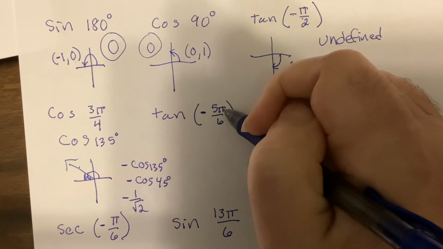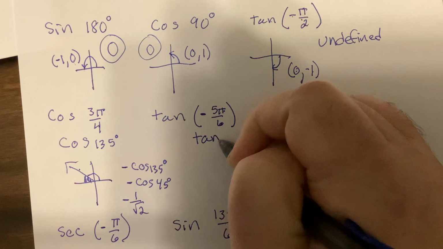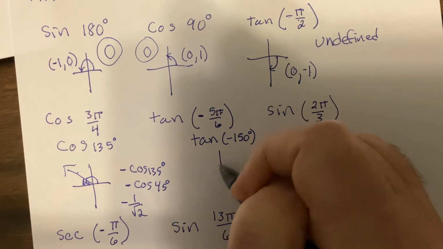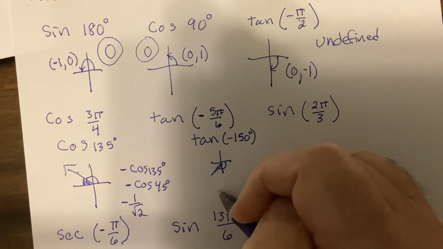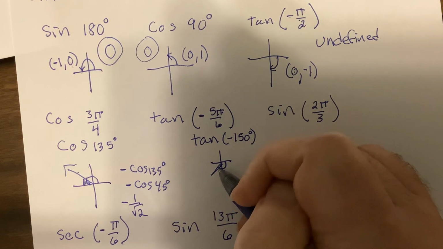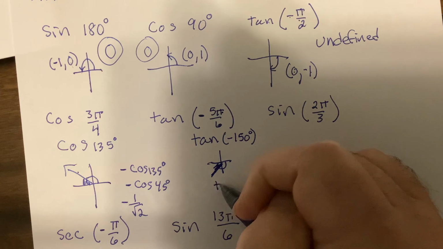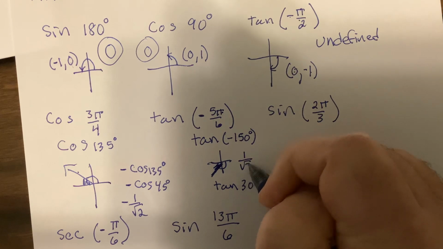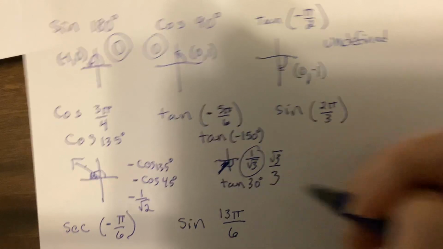Pi is 180 divided by 6 would be 30, times 5 is 150. So you have tangent of a -150. So that would be this way. Tangent is positive in the third quadrant. And the reference angle between the terminal side and the closest x-axis would be 30 degrees. And the tangent of 30 is 1 over the square root of 3. Or if you want to rationalize it, it's the square root of 3 over 3.